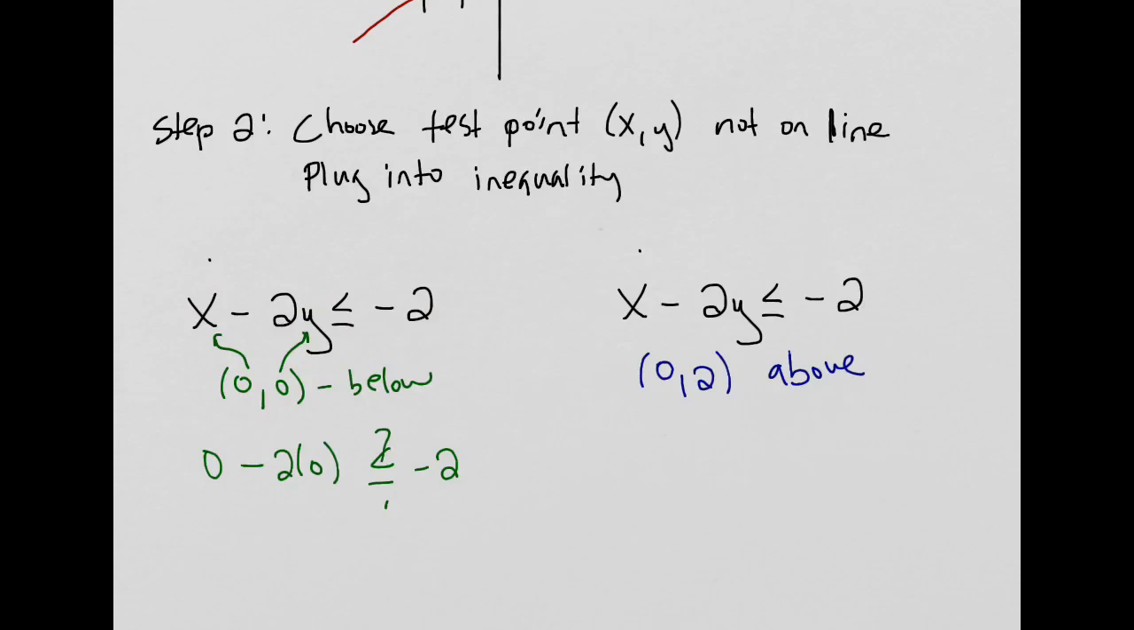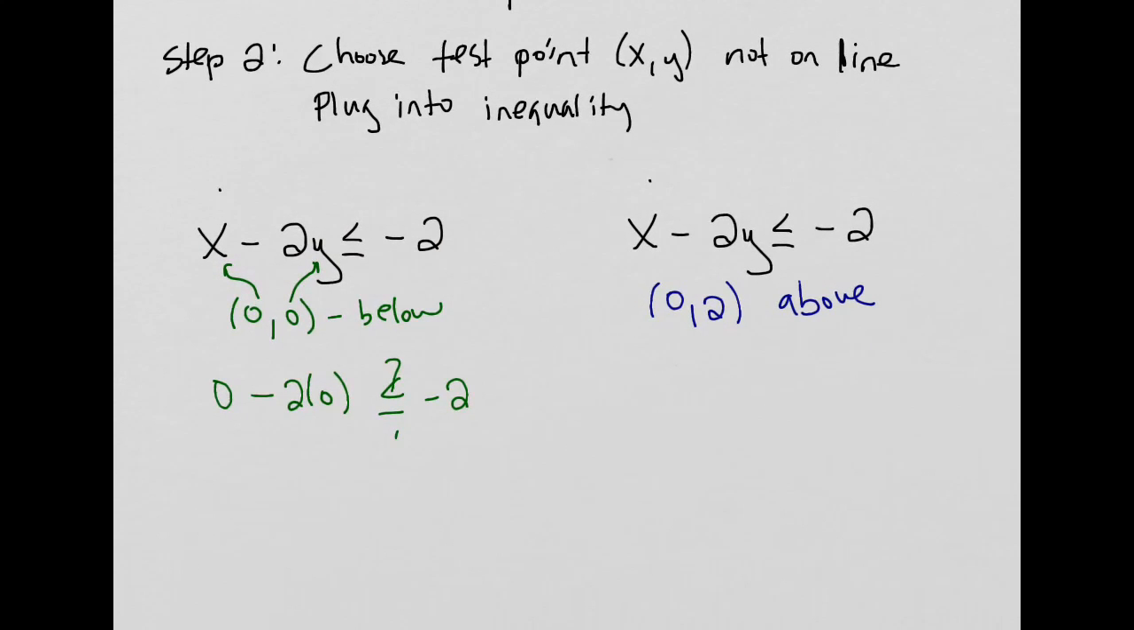If we do the math on the left-hand side, 0 minus 2 times 0 is just 0. And then I've got less than or equal to negative 2. So the question is, is 0 less than or equal to negative 2? And the answer is no, this is false.